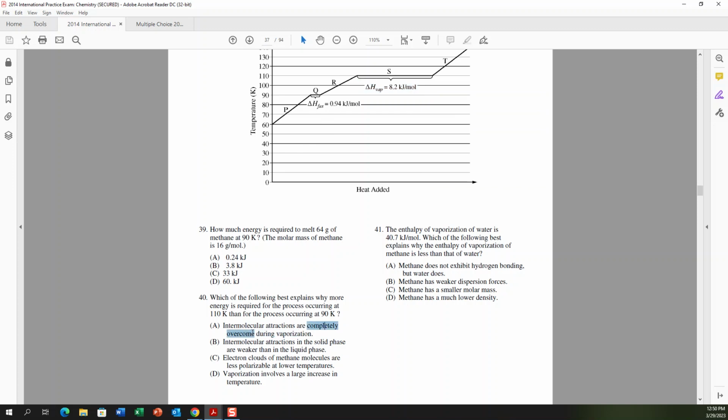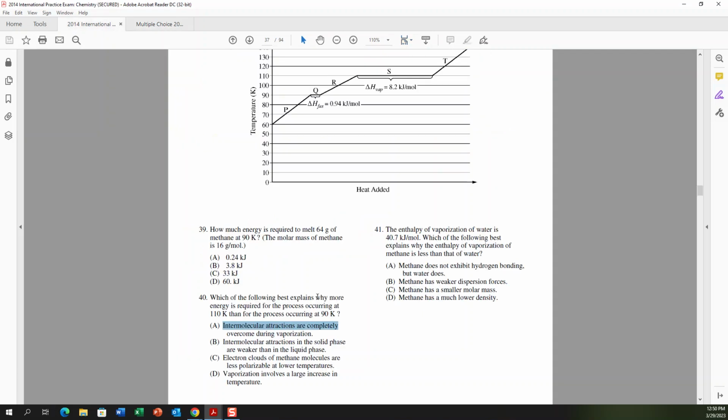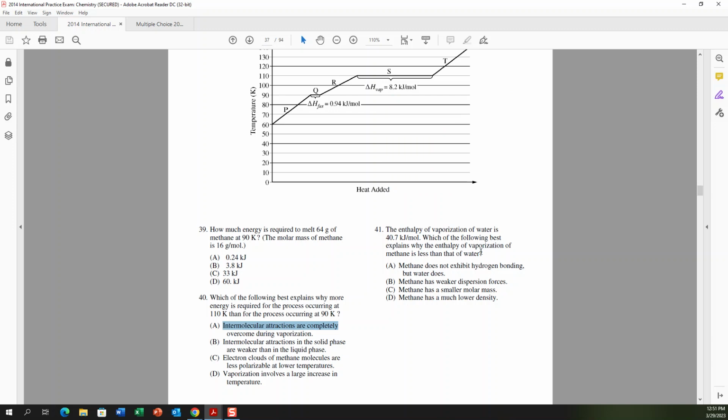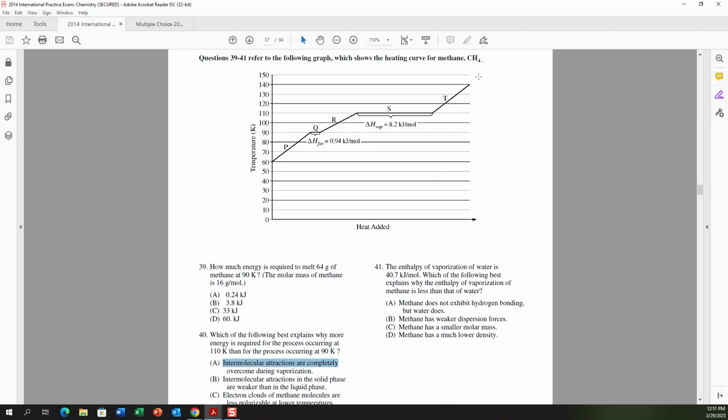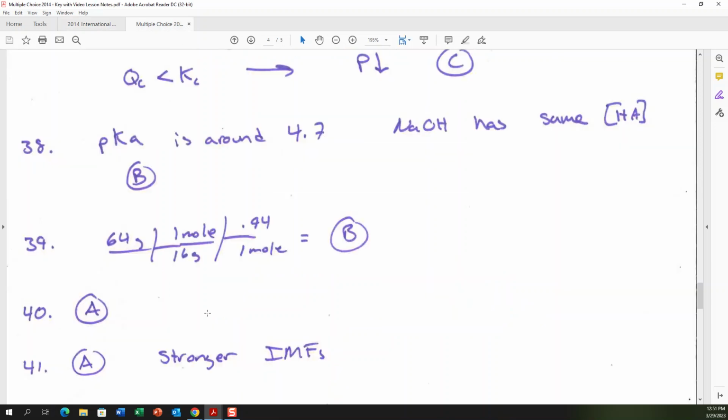And remember, you're breaking all the IMFs when you vaporize something. So choice A, okay? Choice A for number 40. The enthalpy of vaporization of water is 40.7. The enthalpy of vaporization of methane is 8.2. So remember, the more energy required to vaporize something means the stronger the IMFs that something has. So this is asking, why does water have stronger IMFs than methane? Methane is nonpolar with only weak London dispersion forces, but water has hydrogen bonding. So it takes less energy to separate the methane molecules from each other than the water molecules, because methane doesn't have the hydrogen bonding that water does. So A, water has stronger IMFs.